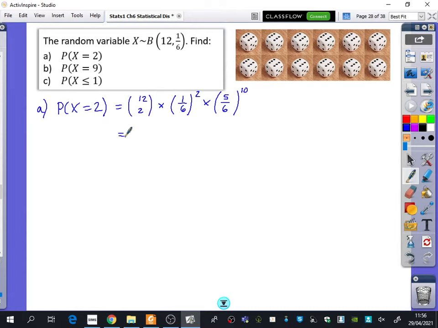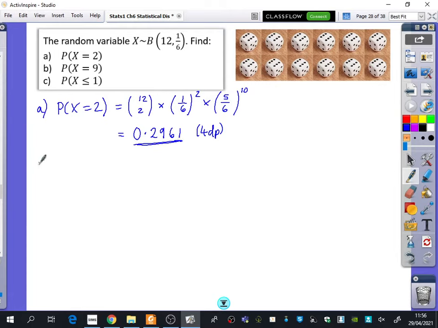Anyone got an answer? 0.2961, and that's to 4 decimal places. I had to round the last bit to get to this. So this is kind of useful. If you were for some reason playing a game with 12 dice and you rolled all 12 of them, there's a 30% chance that 2 of them would have a 6 on it.